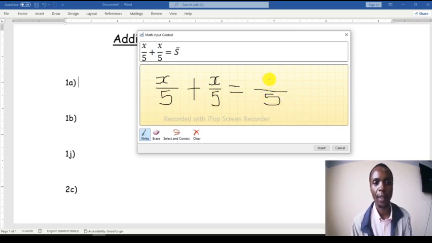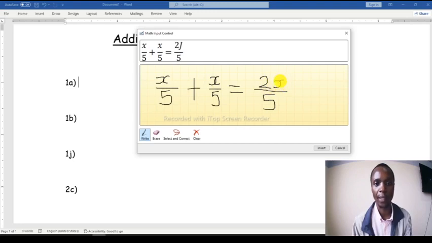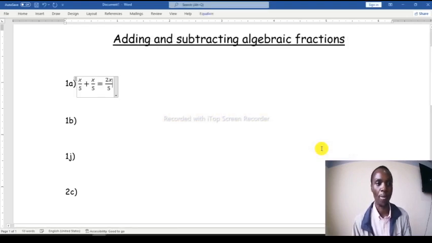Then our numerator is going to be x plus x, or 1x plus 1x, which gives us 2x. So x over 5 plus x over 5 is equal to 2x over 5. Let's go to number b.